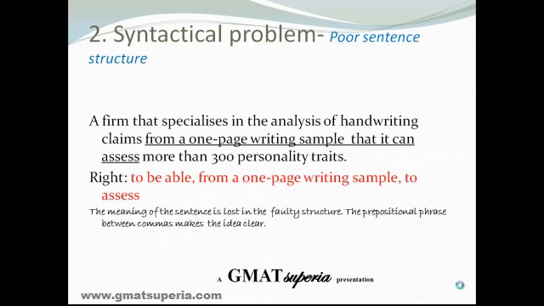But here, of course, your freedom is restricted. You can only modify the underlined part. So the least you can do is, what are they claiming? They're claiming to be able to assess. But since the "able" and "to assess" are separated by the modifying phrase "from a one-page writing sample," it's better that we put the two commas, which makes the sentence much more clear and orderly.